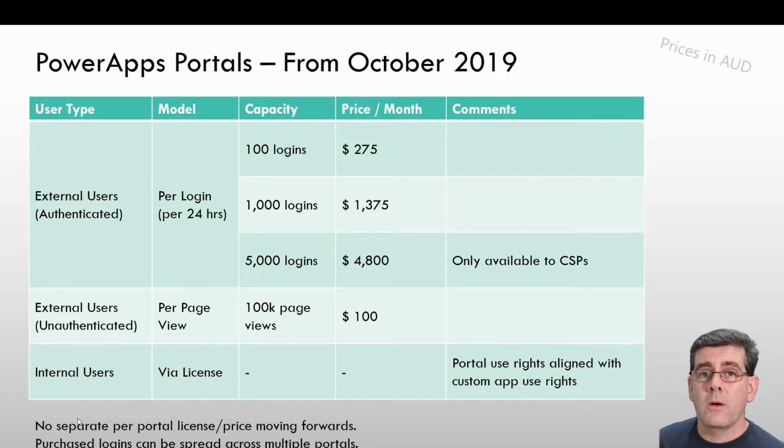So in the old world, we would have been paying per portal. So that piece is gone. And you can purchase these lots and spread them across the portal. So if you've got 3 portals and you buy 1,000, you might allocate 200 of them to the first, 200 to the second, and then 600 to the last portal, or whatever balance is going to work for you. So that's another important thing.